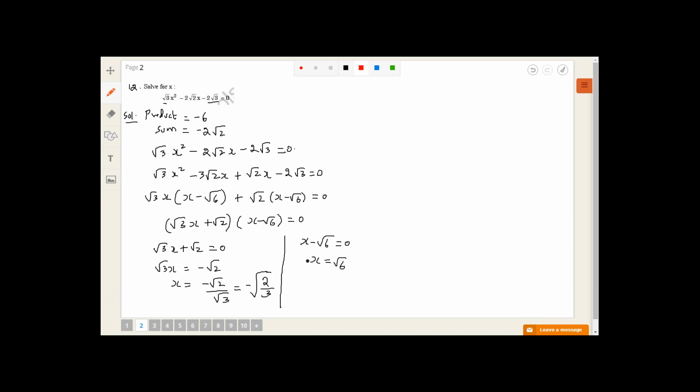So the values of x are x equal to root 6 and x equal to minus root 2 by 3. So x will be equal to root 6 or minus of root 2 by 3. This will be the solution for the given equation.